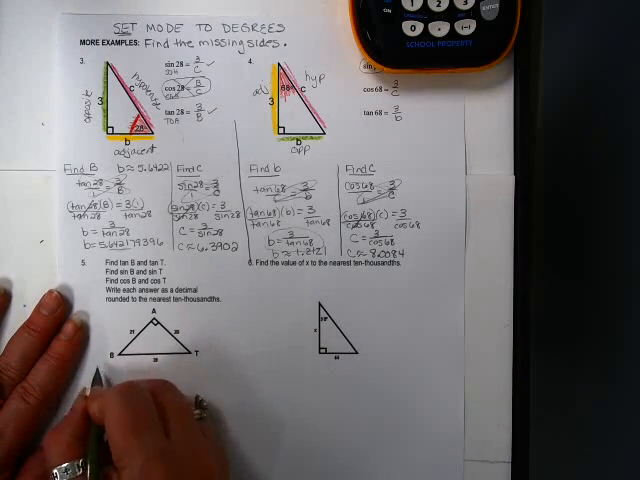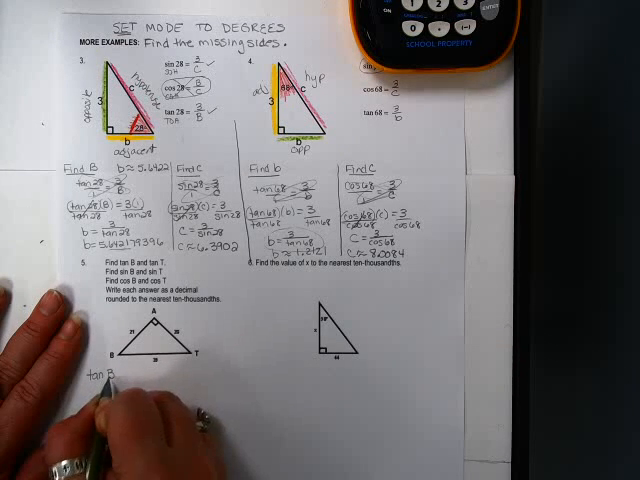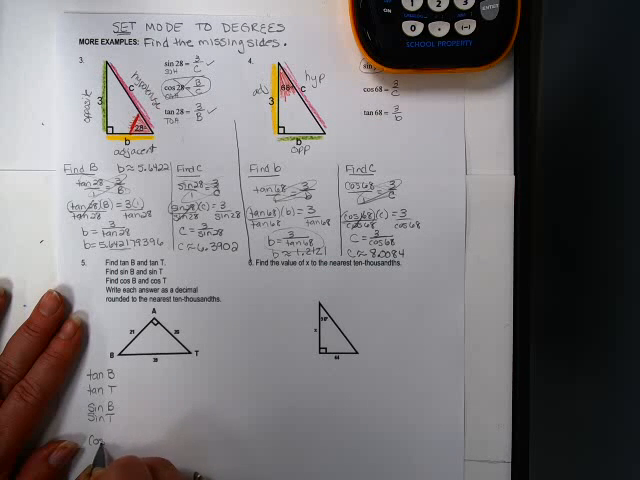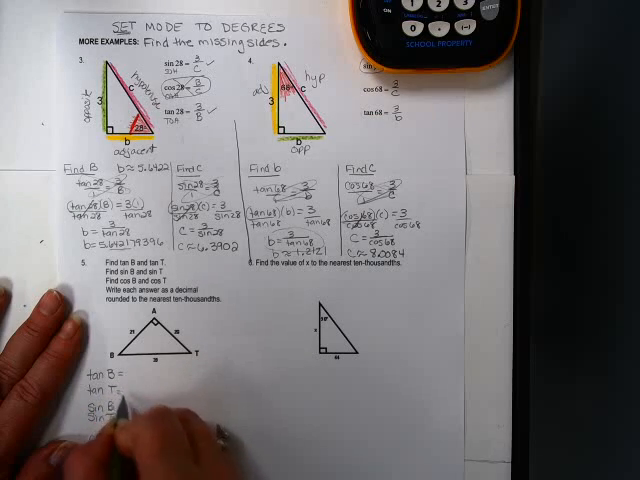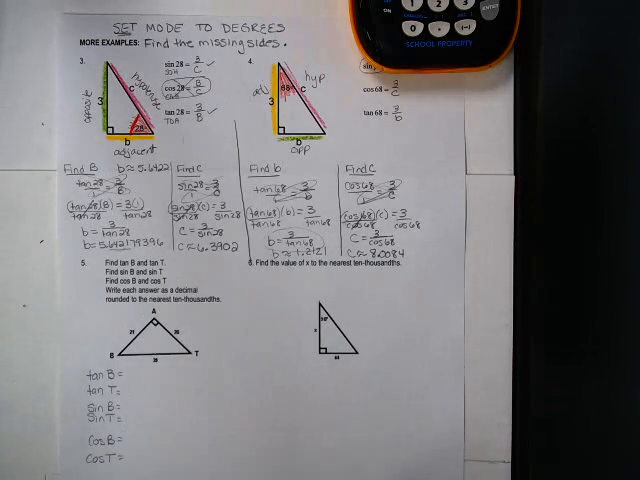Alright, so let's list these out. Tan B, tan T, sine B, sine T, cosine B, cosine T. Alright, and the trick here is to make sure that you locate the angle first and then write the correct numbers over each other.